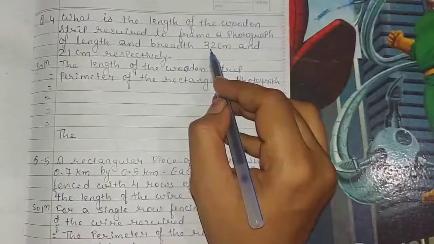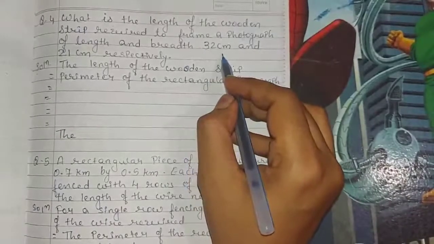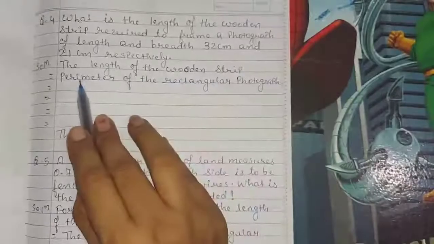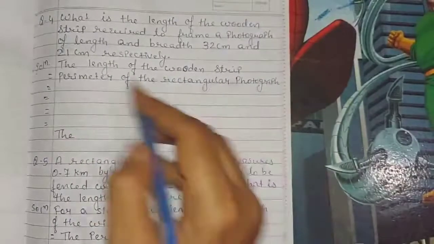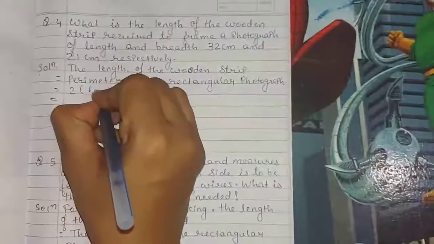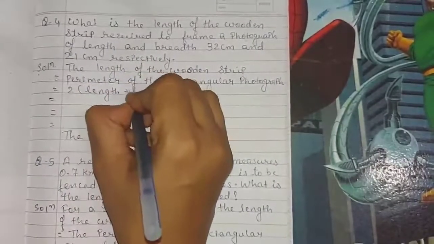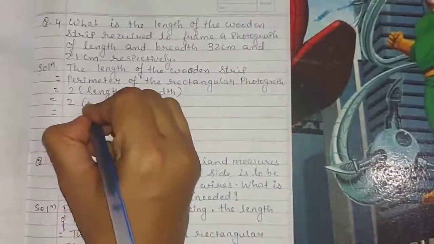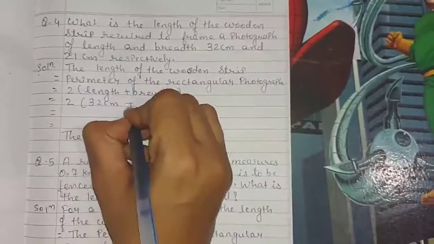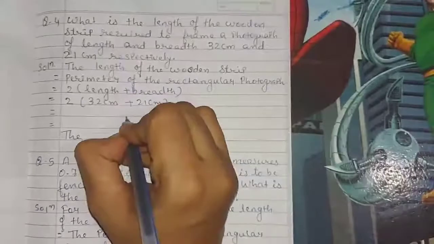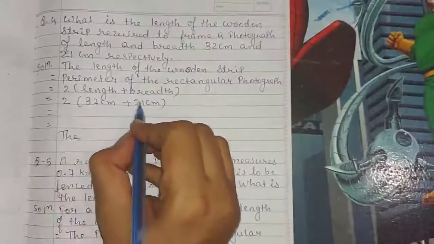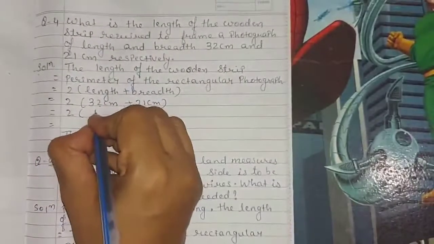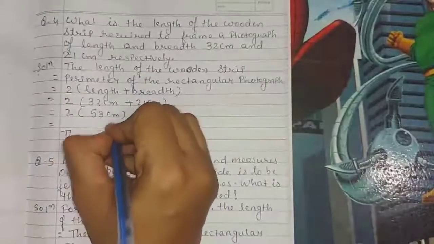As we want to find the perimeter, we will write the formula of the perimeter of a rectangle. So, solution. The length of the wooden strip equals the perimeter of the rectangular photograph, which equals 2 into (length plus breadth). Now, 2 into (32 centimeter plus 21 centimeter). Now students, if we add this, 2 plus 1 is 3 and 3 plus 2 is 5, so 53 centimeter.